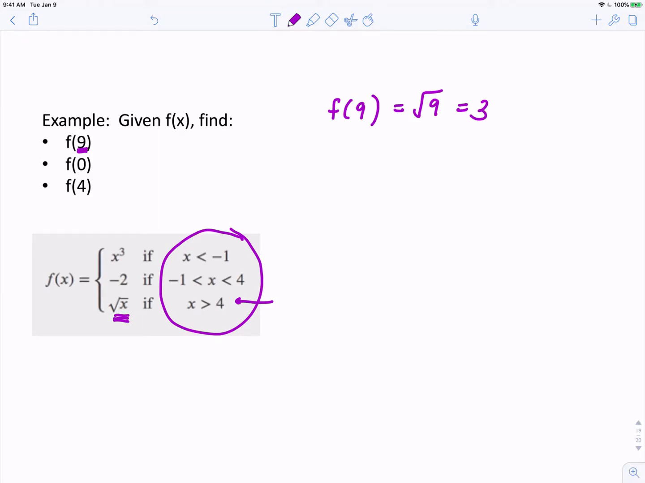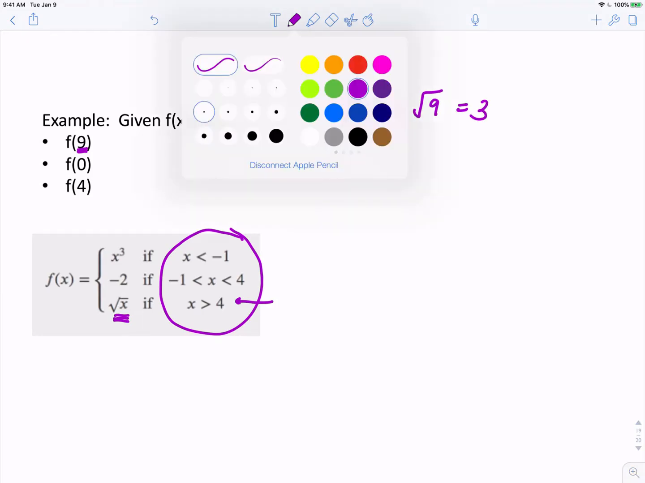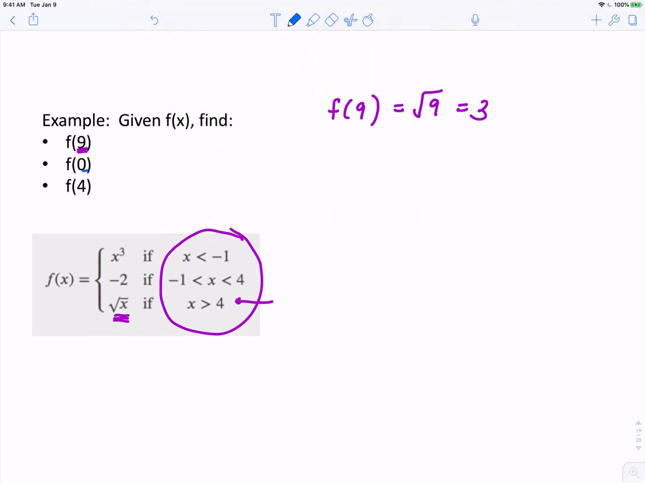Let's try another one. Next we'll do f of 0. So f of 0, when we look at where 0 falls in the domain, we can see that 0 is between -1 and 4. And so we'll be using this rule to evaluate. So f of 0 is equal to where our rule says no matter what the input is, the output is -2.